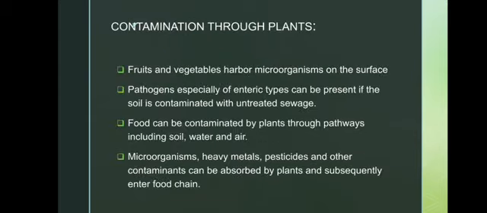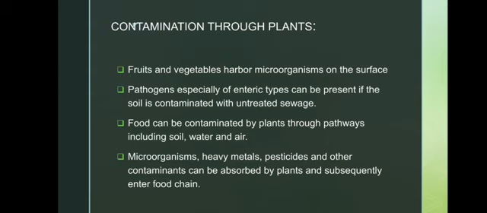And contamination through plants. So we all know that fruits, vegetables and plants naturally have microorganisms on their surfaces. These pathogens, these microorganisms, as time goes by, they produce enzymes and they start to degrade it. Other than this, pathogens of enteric types, which can be present in soil or untreated sewage, can contaminate the plants or the raw food materials.